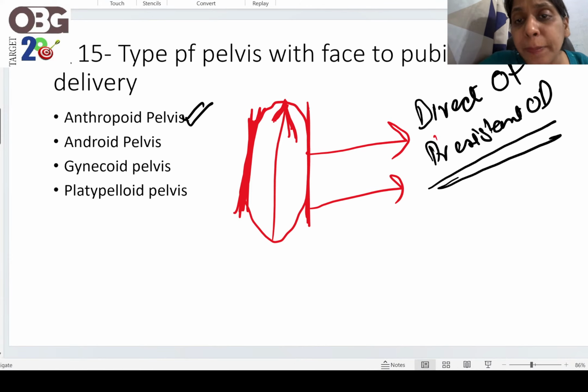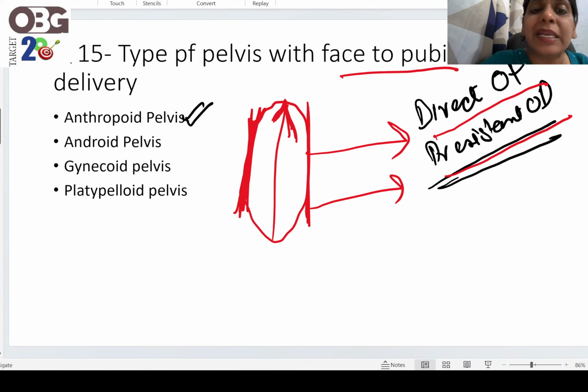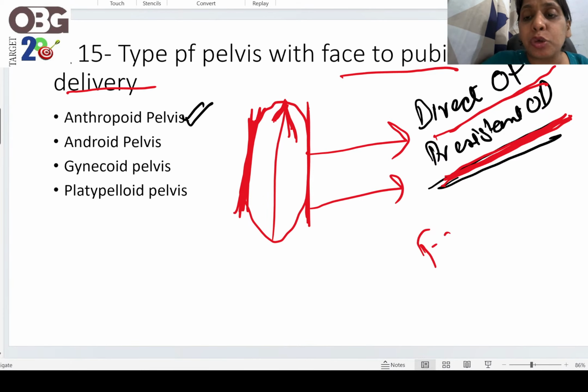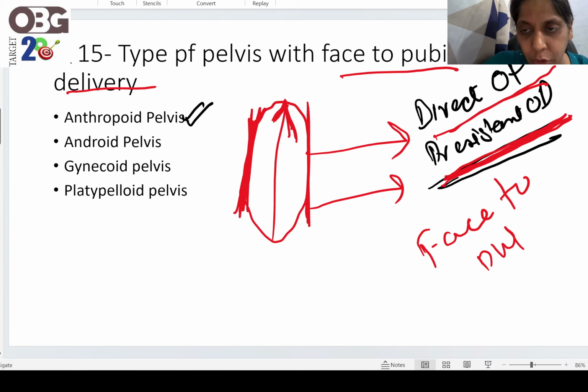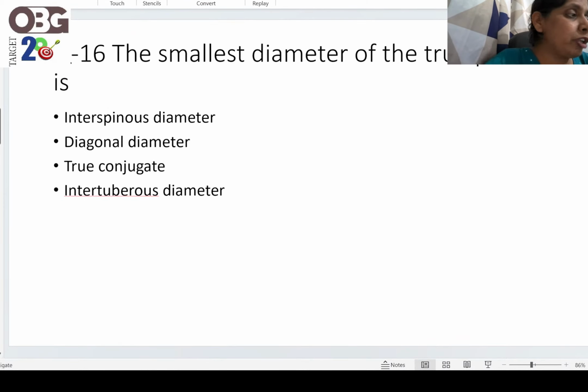So direct occipito-posterior, persistent occipito-posterior and face to pubis delivery, the answer to all of these will be the anthropoid pelvis. In this topic, the most important thing is types of pelvis, so all of you are going to stress a lot on types of pelvis. Okay, so the anthropoid pelvis is the pelvis which is associated with direct occipito-posterior, persistent occipito-posterior, and face to pubis delivery. Got it? Okay, our 3 questions are solved.